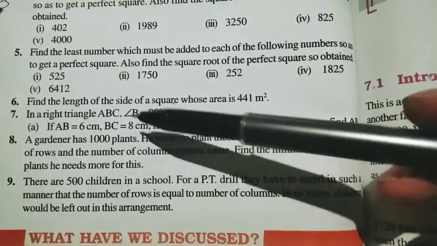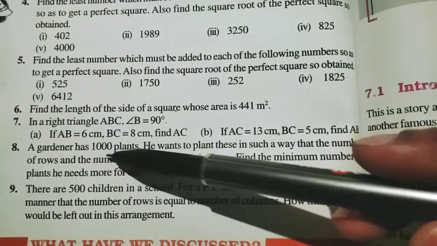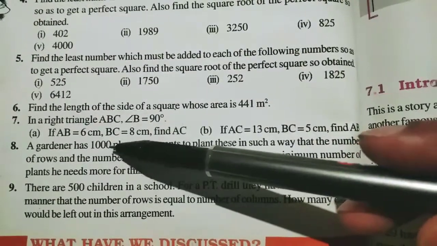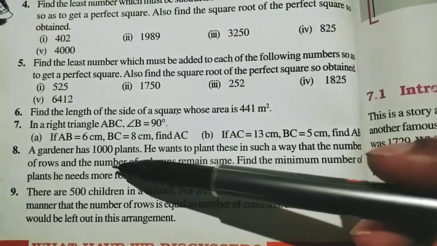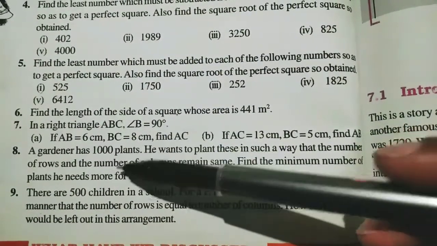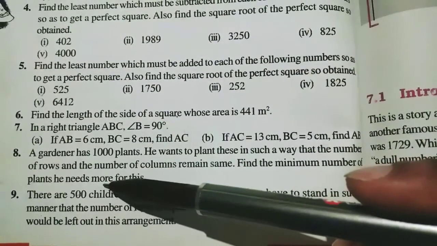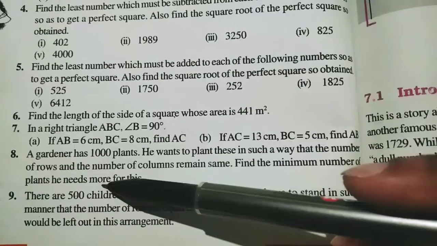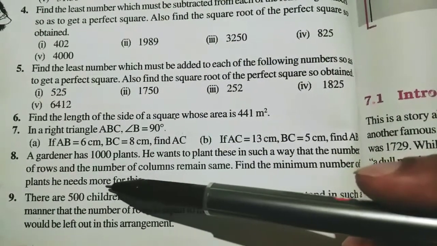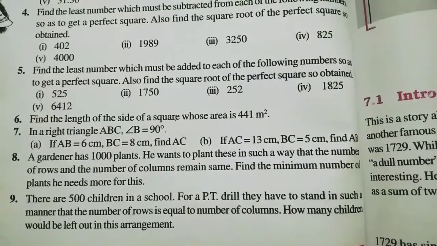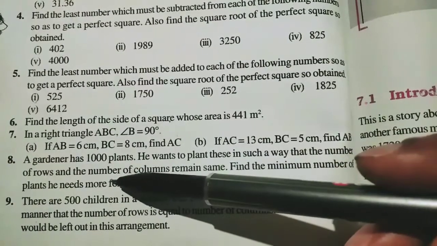So here what you do, again this is not a perfect square, 1000 is not a perfect square. Again you have to find out the perfect square. That means which number you will add so that it will become a perfect square. How did I tell you that it is adding? Because you have to find how many more plants. So whenever you get a word like more, that means it is a question of adding.